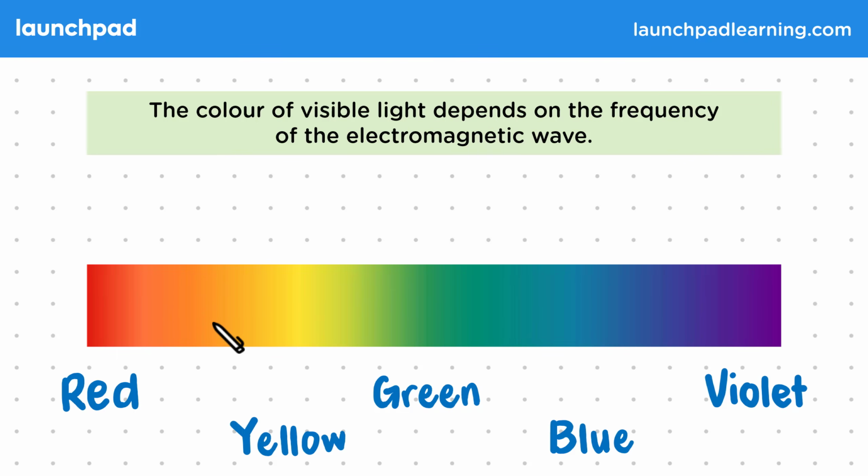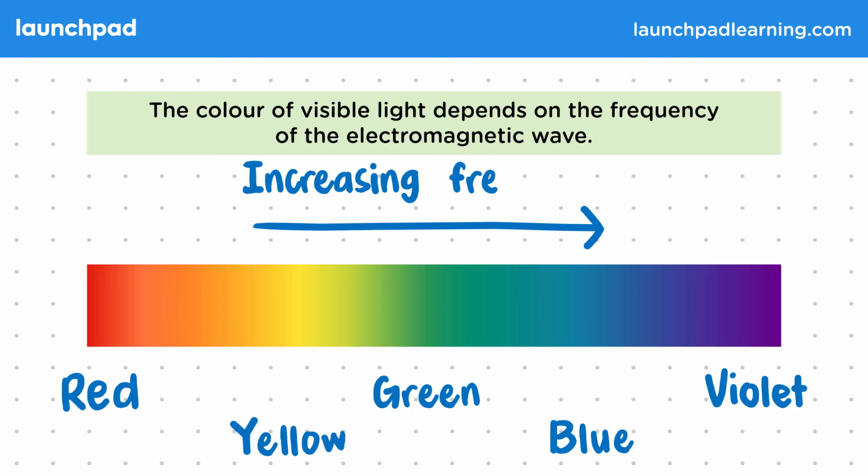Well, each colour corresponds to an electromagnetic wave of a particular frequency. So from left to right, this spectrum shows the waves of increasing frequency. For your exam, you won't be expected to recall the exact order of these colours, but you do need to know that the lowest frequency of visible light is red, and the highest is violet.